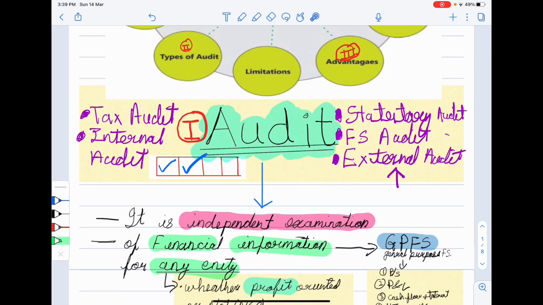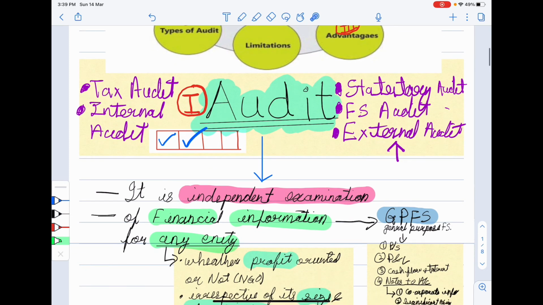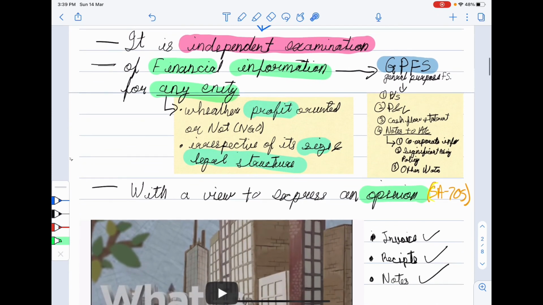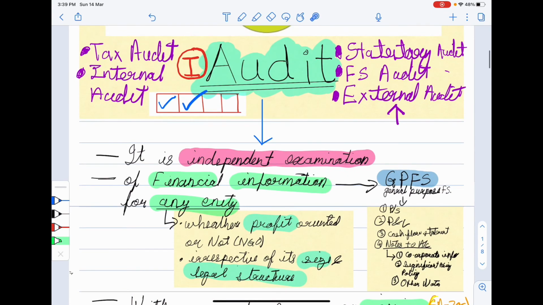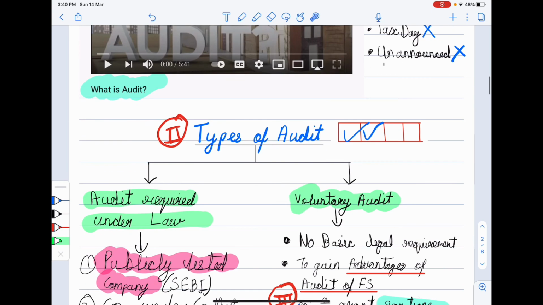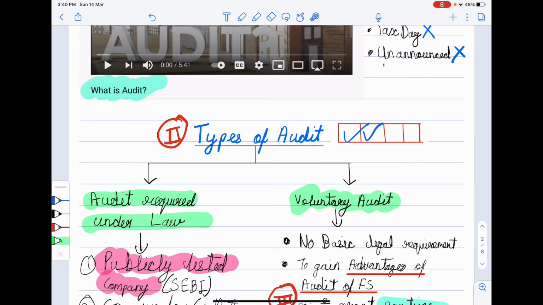Okay, let's start it. Define audit. Audit is the independent examination of financial information of any entity, whether profit oriented or not, irrespective of its size and legal structure, with a view to express an opinion. Next question is define types of audit.